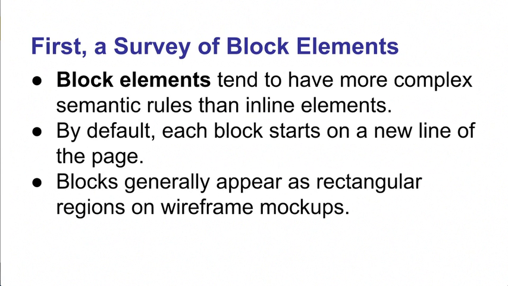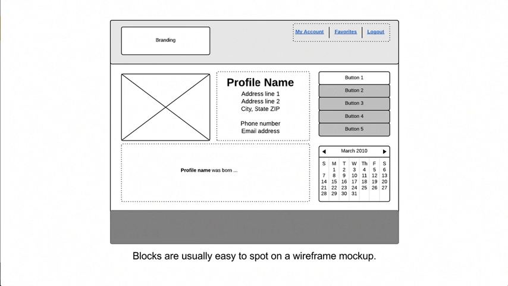When doing the first layout of a page design, before we even start the HTML, blocks generally appear as rectangular regions to be filled in later. With this understanding, it's pretty easy to pick out some of the blocks on this wireframe. Take a moment to note a few potential blocks on this page. We'll see how you did a little later.